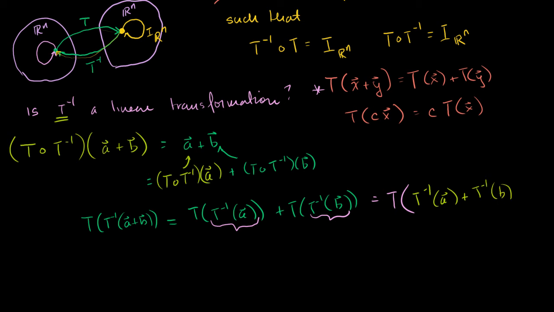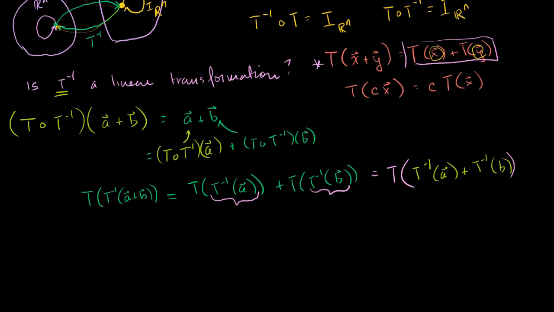It might look a little convoluted, but all I'm saying is, look, this looks just like this. If you say that x is equal to T inverse of A, and if you say that y is equal to T inverse of B. So if this looks just like that, it's going to be equal to the transformation T applied to the sum of those two vectors. So it's going to equal the transformation T applied to T inverse of A plus T inverse of B. I just used the fact that T is linear to get here. Now what can I do?